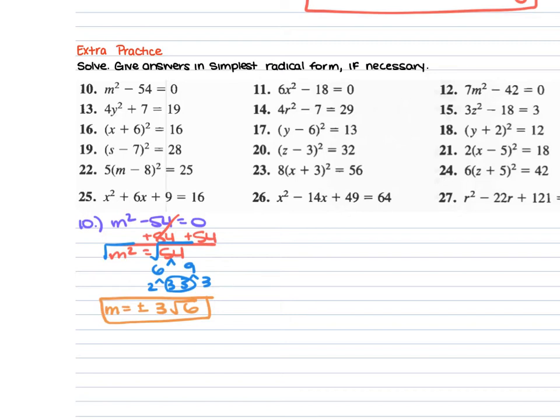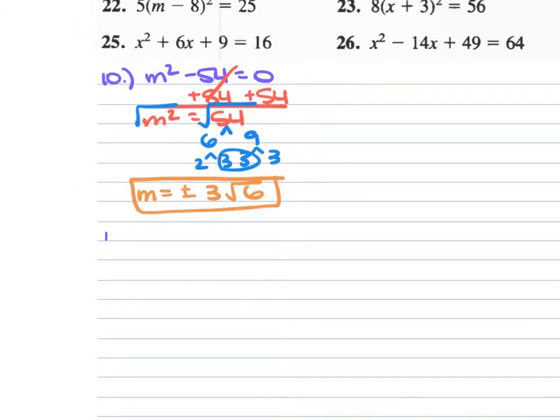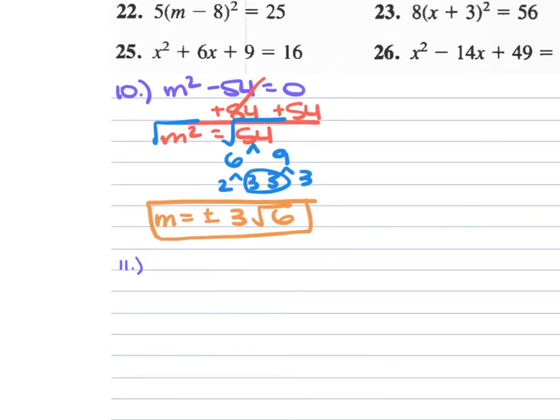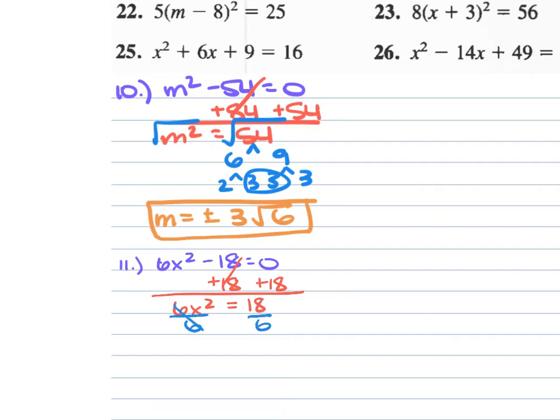All right, so for 11, we have 6x squared minus 18 is equal to 0. So we're going to add the 18 to both sides. We have 6x squared is equal to 18. Then we divide each side by 6 and get x squared is equal to 3. We take the square root of both sides and get that x is equal to plus or minus the square root of 3.